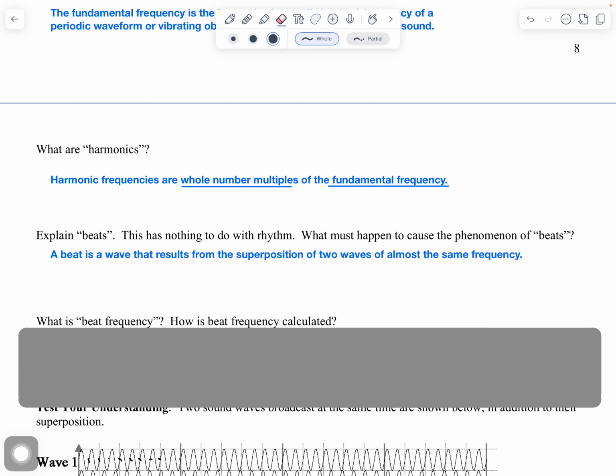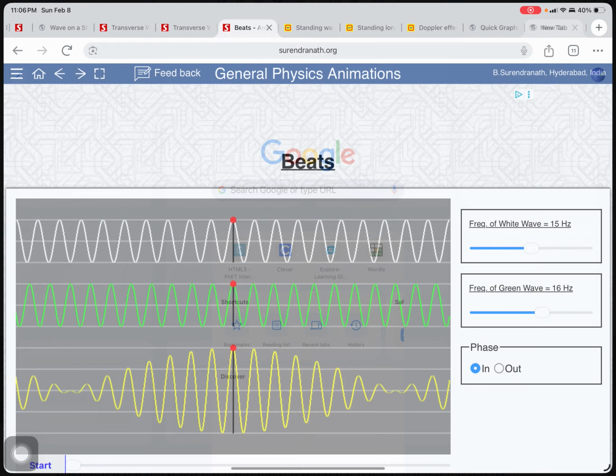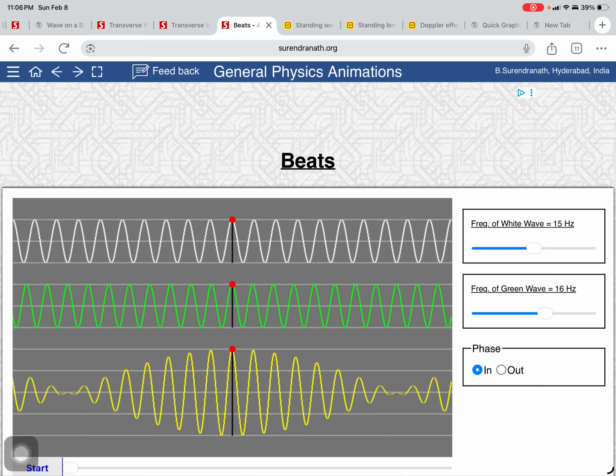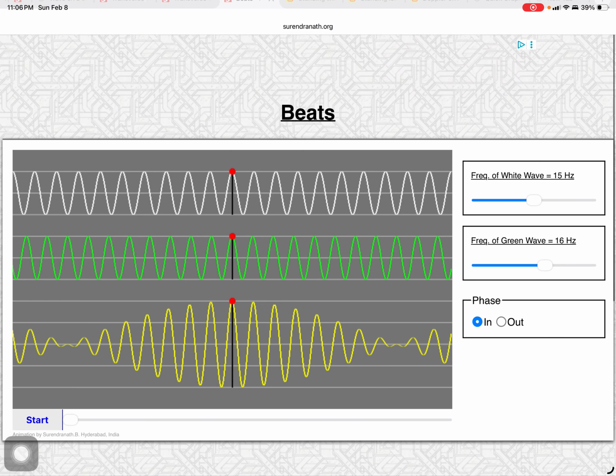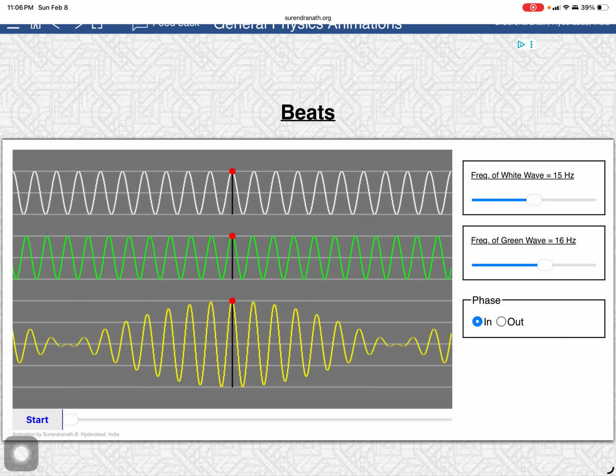Now, again, a beat doesn't have anything to do with rhythm. The rhythm is just consequential. But let's take a look at what a beat might resemble. If you look, the white wave above has a frequency of 15 hertz. That means there's 15 cycles every second. The green wave in the middle has a frequency of 16 hertz. So there's one more cycle per second for the green wave.